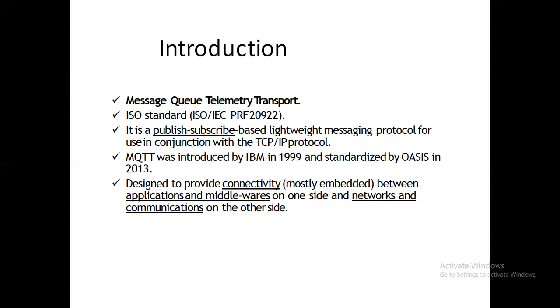It is designed to provide connectivity. Mostly we use embedded systems like Arduino or Raspberry Pi. With the help of those devices, we connect applications and middlewares on one side with networks and communications on the other side. Applications and middlewares are on one side, and to transfer the data, networks and communications play another role on the other side.